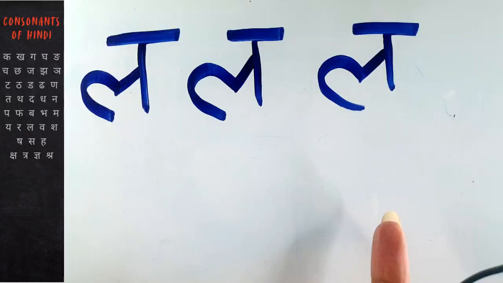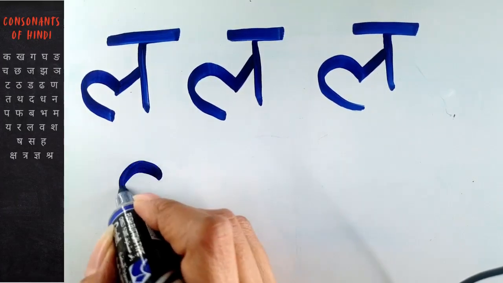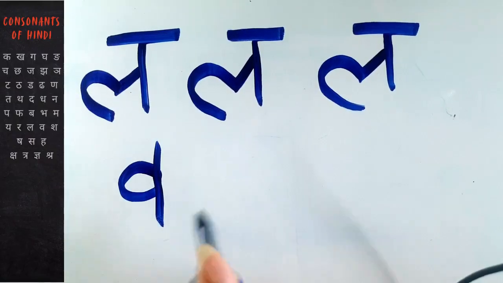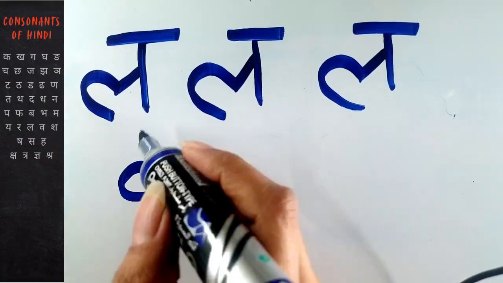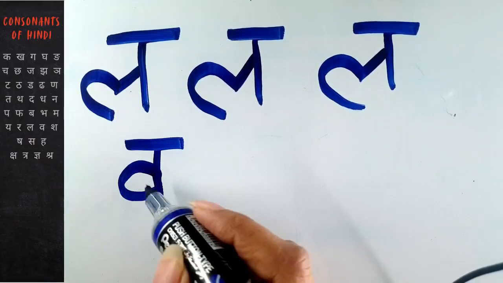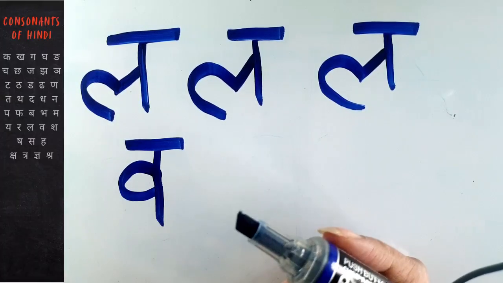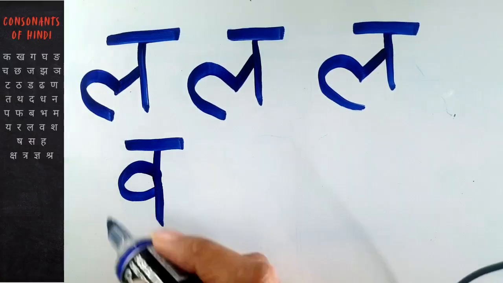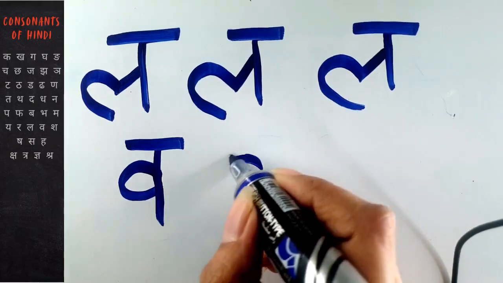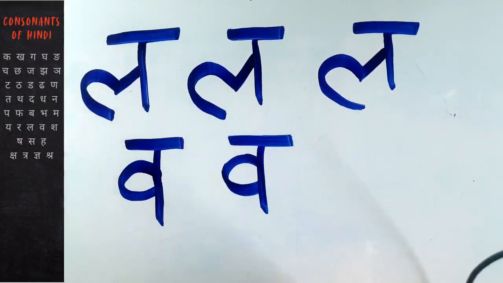Then we have v. So for v, you'll start with the same thing that we did when we were doing b. Okay, so you just do this and this, and this is it. This is v. Okay, if you make the diagonal line, then it becomes b. Only this part is v.